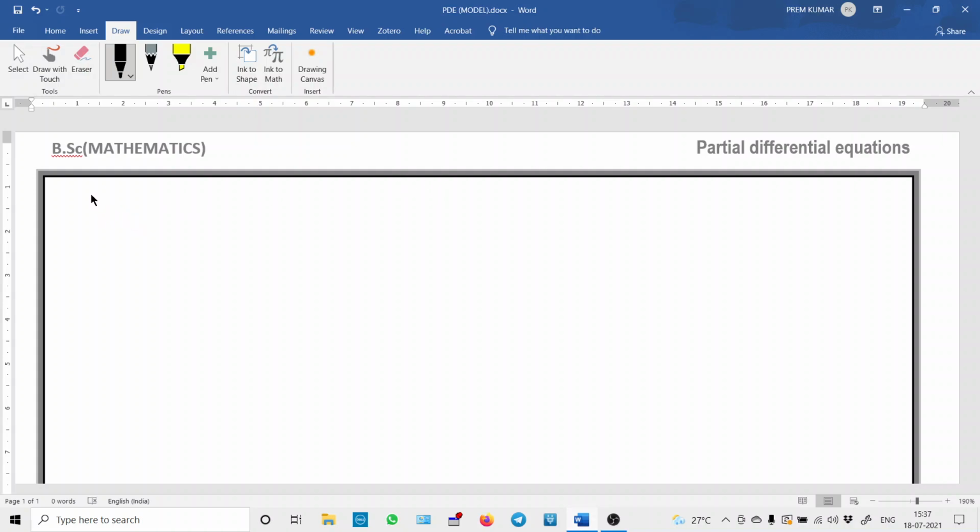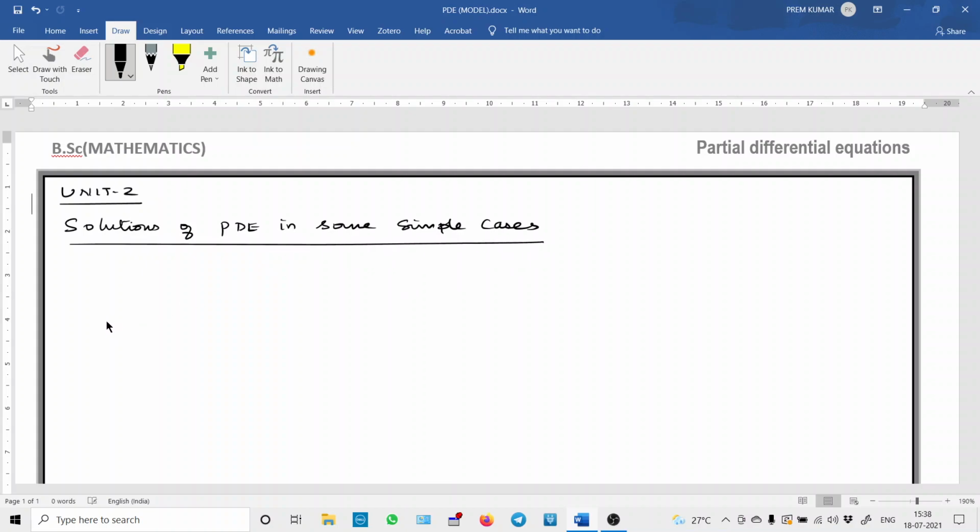So this comes under unit 2. According to our syllabus, this topic comes under unit 2. Actually, the topic we are first going to discuss is the solutions of partial differential equations in some simple cases. Some simple partial differential equations we are going to consider first.